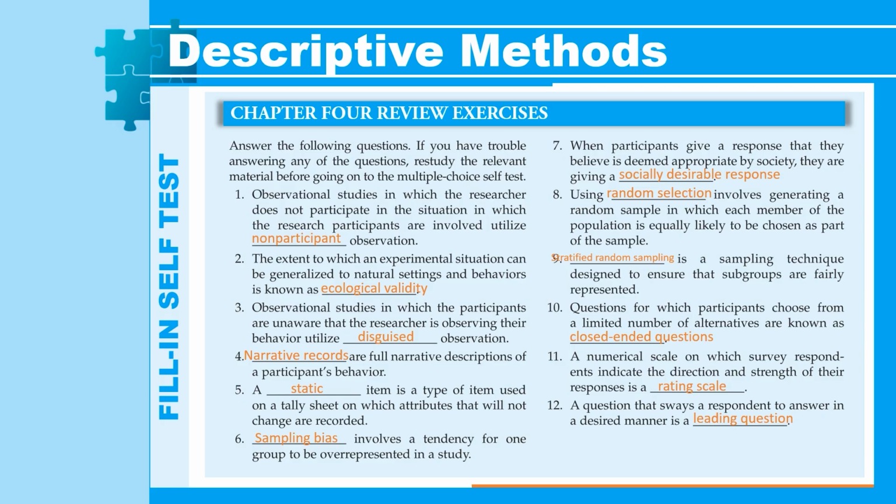5. Static item is a type of item used on a checklist on which attributes that will not change are recorded. 6. Sampling bias involves a tendency for one group to be overrepresented in a study. 7. When participants give a response that they believe is deemed appropriate by society, they are giving a socially desirable response. 8. Using a random selection involves generating a random sample in which each member of the population is equally likely to be chosen as part of the sample.